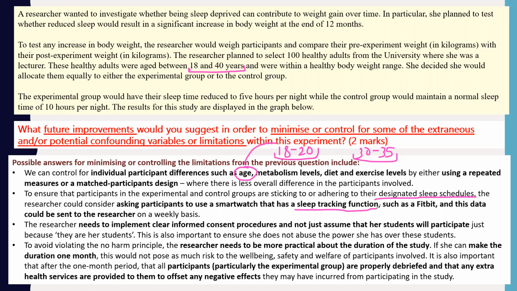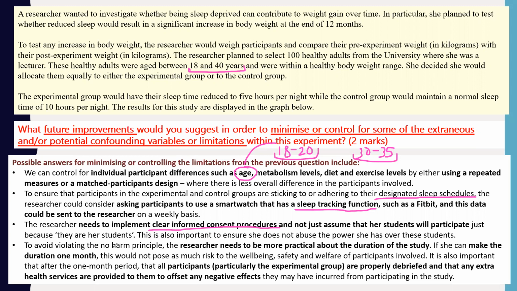The next thing that we need to remember is that the researcher does need to implement clear informed consent procedures, even if they're just her students and it's a very casual relationship or whatever that they're having. She still needs to take the proper formalities, and this is to make sure that there's no instance where she's abusing the power that she has.